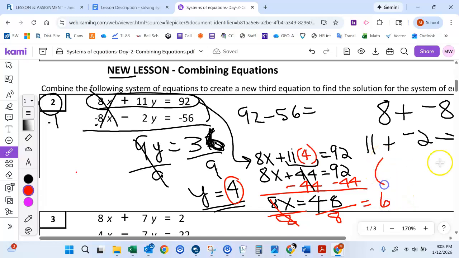So then the final answer is going to be in terms like this. What's our y? Our y is 4, so that's going to be over here. And then our x is equal to 6, so that's going to be right here, okay? So that's how you do these kind of problems, okay?